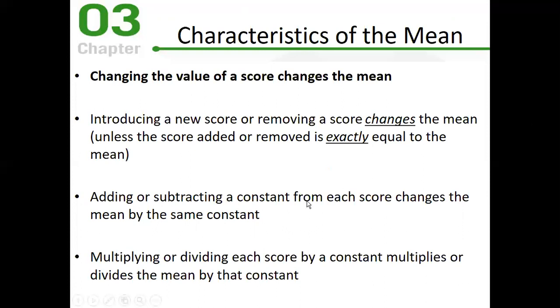If you add or subtract a constant from each score, that will change the mean by the same amount. If we subtract 2 from every single value, the mean will also go down by 2 points. And the same thing is true if we added a constant amount. Same thing with multiplication and dividing. If we multiply or divide each score by a constant, let's say we multiply every score by 2, the mean will also be multiplied by 2.